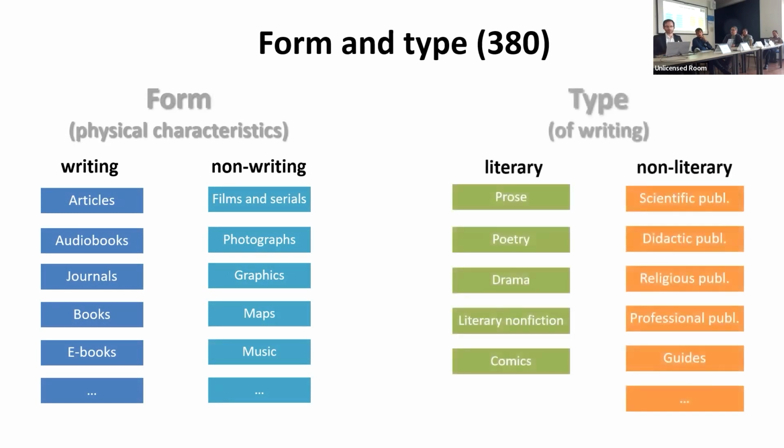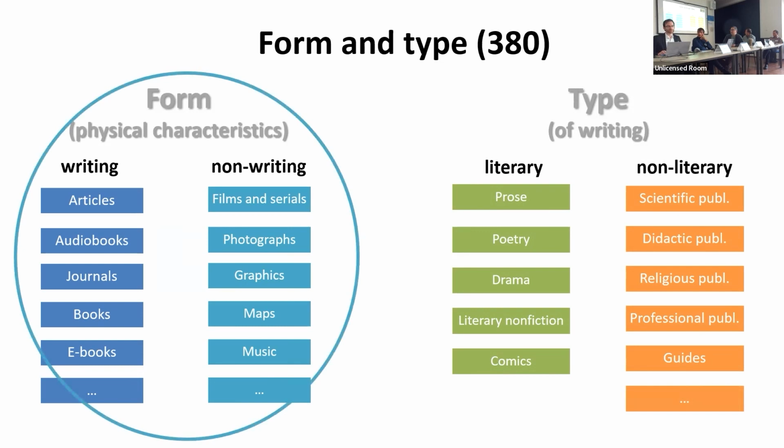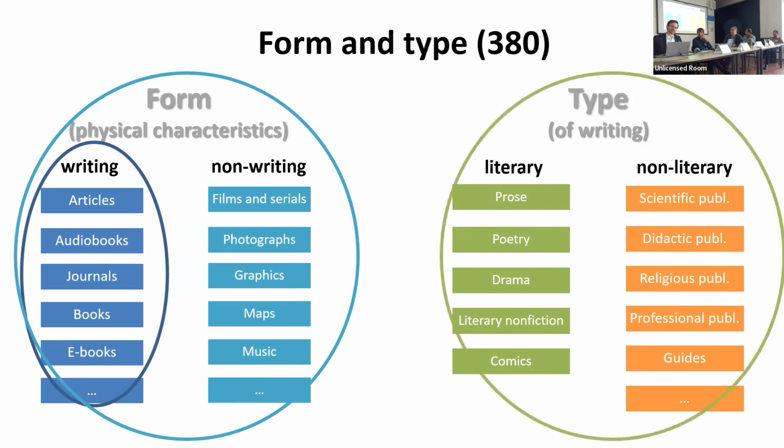And the second group we can broadly call the type, which is only about writing. So every bibliographic record must be given at least one form descriptor from this list on the left. But if it is given a writing descriptor from this list on the very left, it must also be given a descriptor from the right. So writing generally is kind of privileged here.